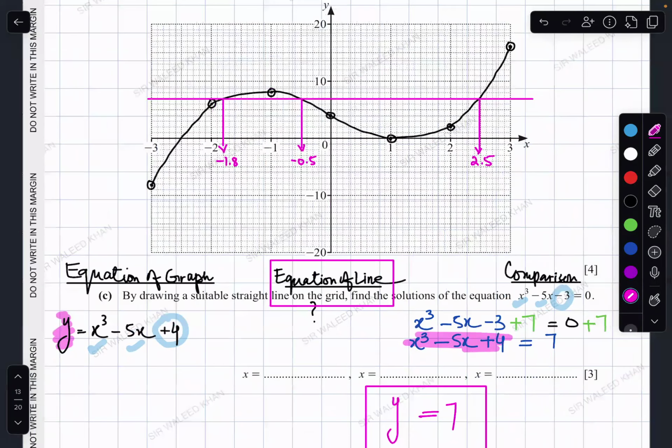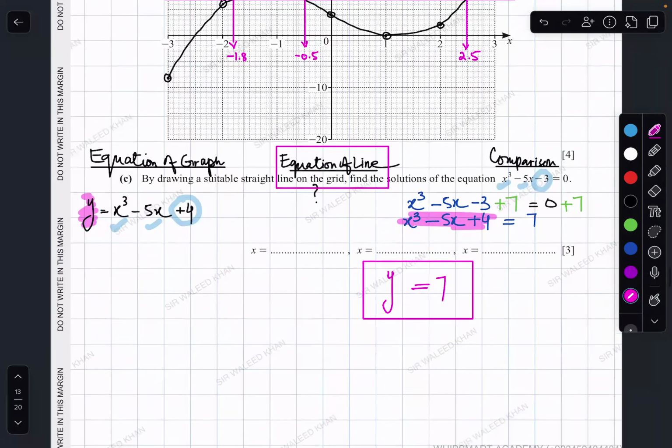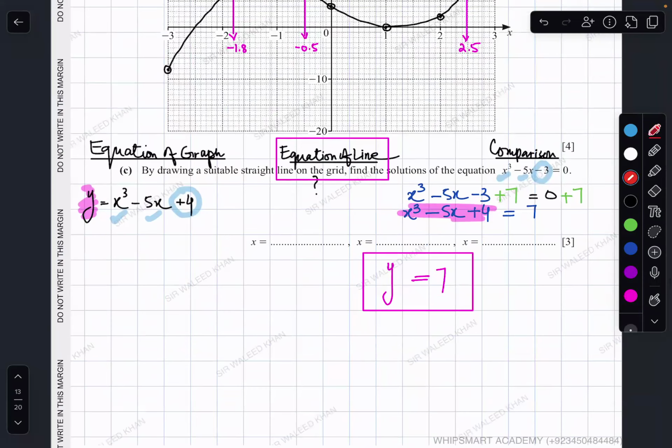A range will be given to you. What is that range for this question? It will be negative 1.595 to negative 1.7. Another one, negative 0.8 to negative 0.5. Another one, 2.3 to 2.6. That's your range given to you.